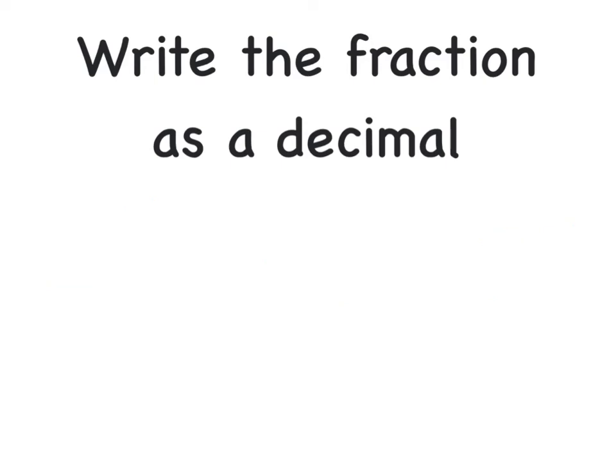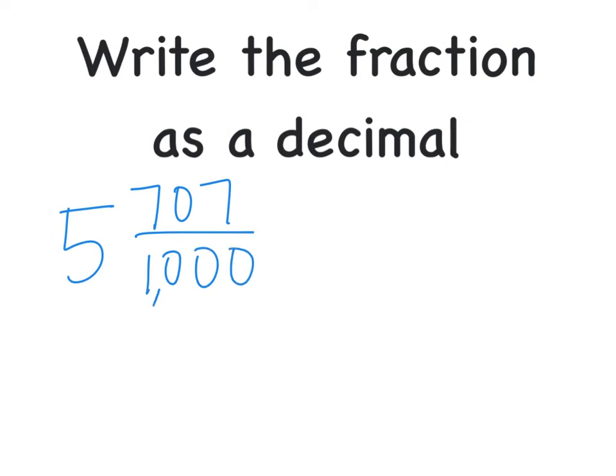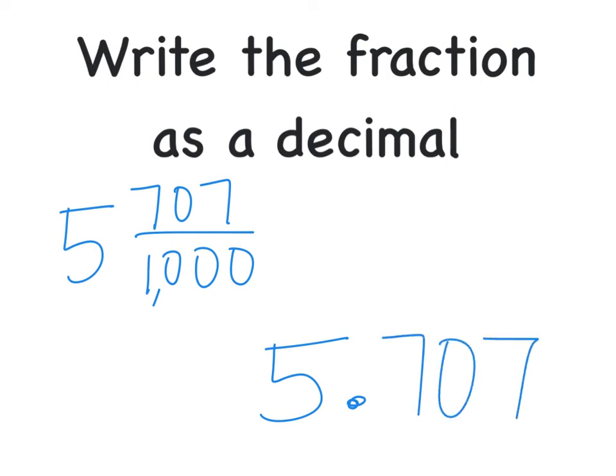Let's look at another example like this. What if I had this fraction here? The big number tells me that it's a whole number. Whole numbers go in front of the decimal point. So 5 goes in front of the decimal point. And my fraction would be read as 707 thousandths, meaning my number needs to end in the thousandth spot. And I'll have 3 digits, 707, after the decimal point.